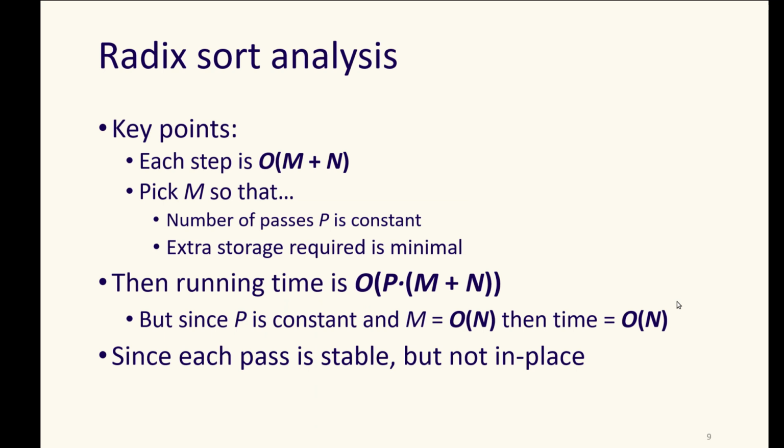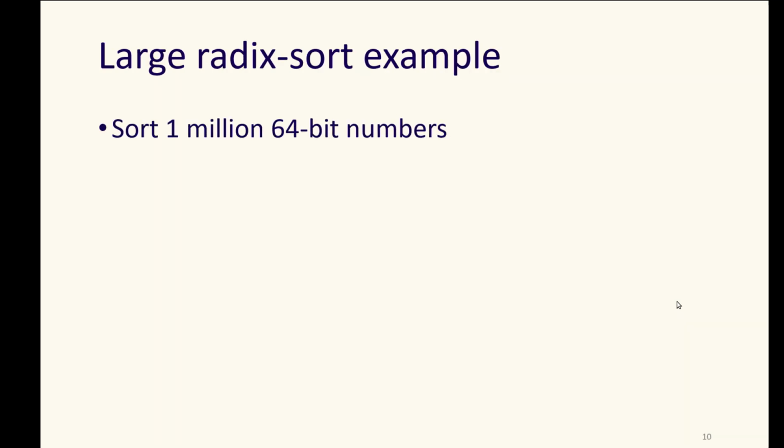And each pass is stable, but not in place. Bucket sort was stable, but not in place. We needed the buckets for it. So radix sort is stable, but cannot be done in place, meaning it will need some extra memory for it, but it will keep tie breaking from whatever the order was previous to our data being sorted.